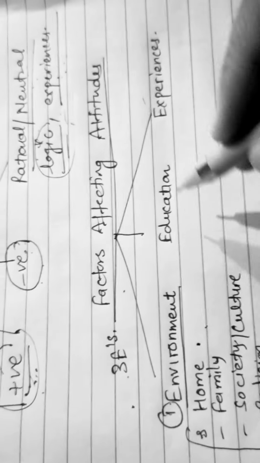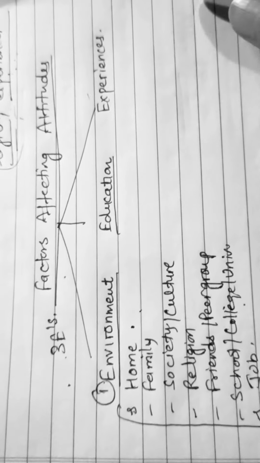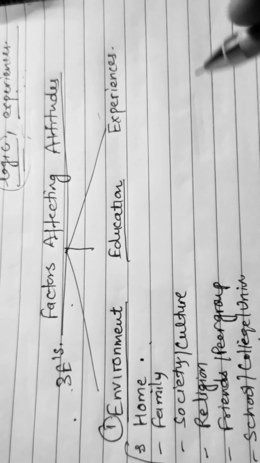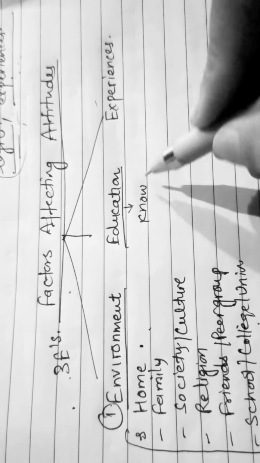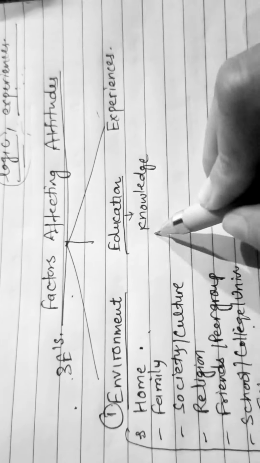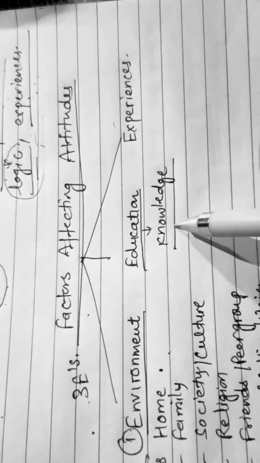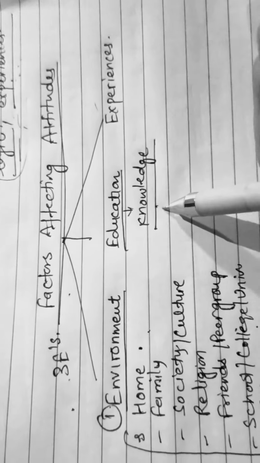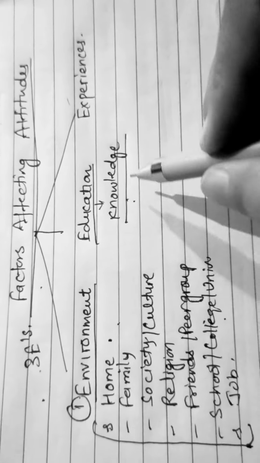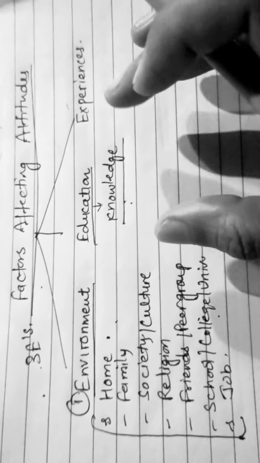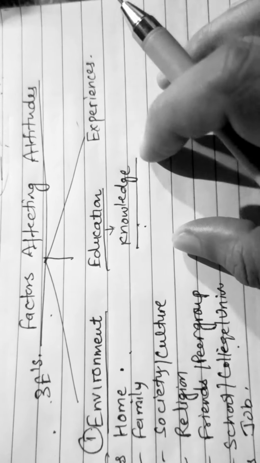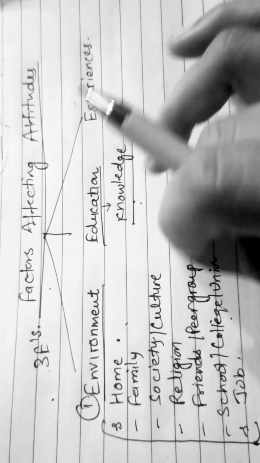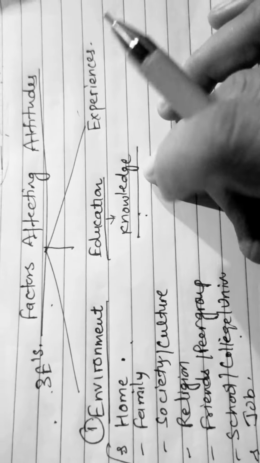Then the second is education. The education factor is also going to affect your attitude. The meaning of education is knowledge. The knowledge that you collect from your surroundings, in your school, college, and family, the same kind of attitudes you are going to develop in your behavior. That means your knowledge affects your attitudes.